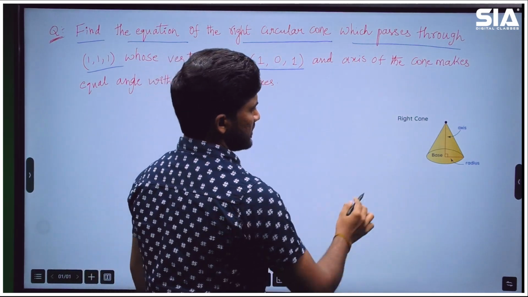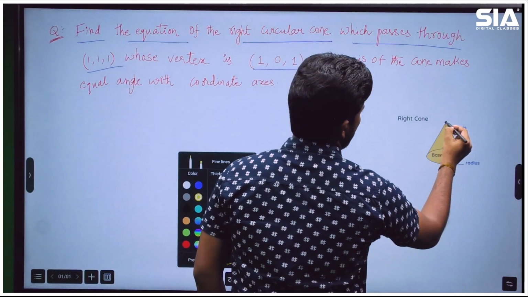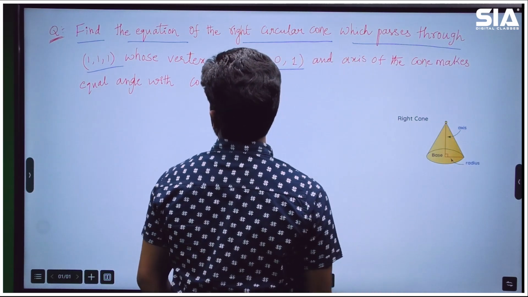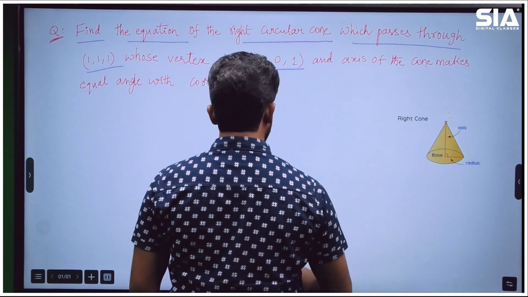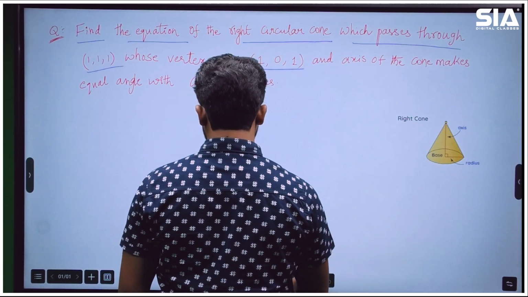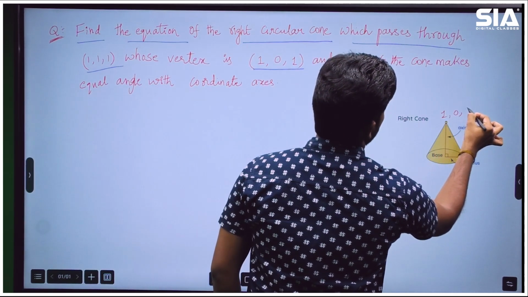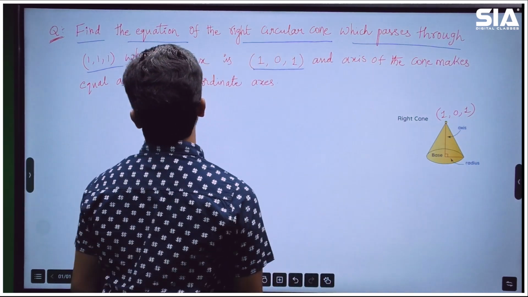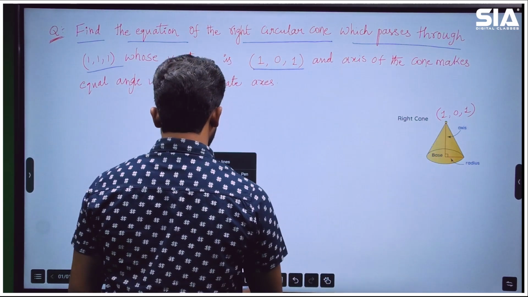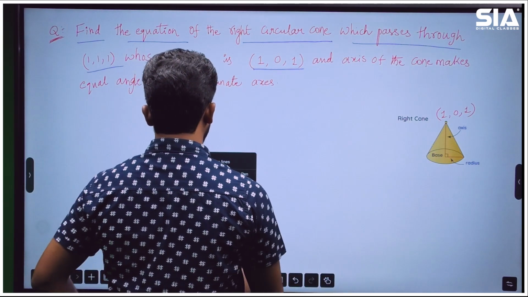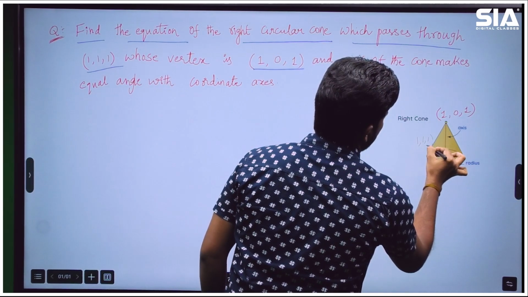Now from this condition, you can observe the vertex. The vertex of the right circular cone is (1, 0, 1). This is the vertex of the cone, and this cone passes through one point, which you can take somewhere here. That point is (1, 1, 1).